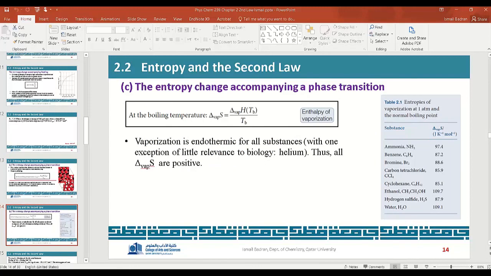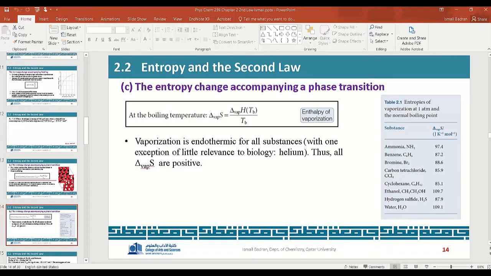Same thing for boiling: delta S boiling is equal to delta H boiling divided by T, and so on. Now, vaporization is endothermic for all substances. Vaporization is going from liquid to gas, and as we said previously, this is an endothermic process, with one exception, helium. Helium is different. You know, chemistry comes with exceptions sometimes. Therefore, all delta S vaporizations are positive, because delta S is equal to delta H over T. Since delta H is positive and T is always positive, delta S is positive in that case.